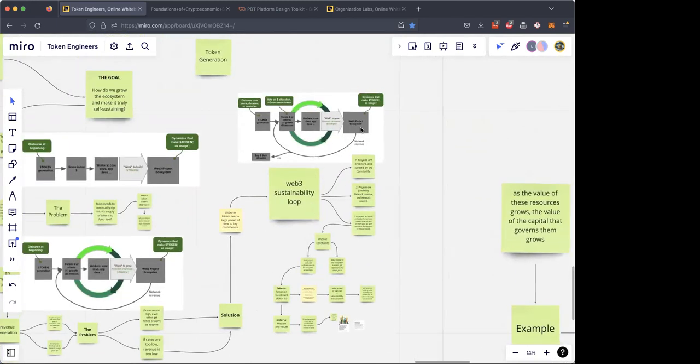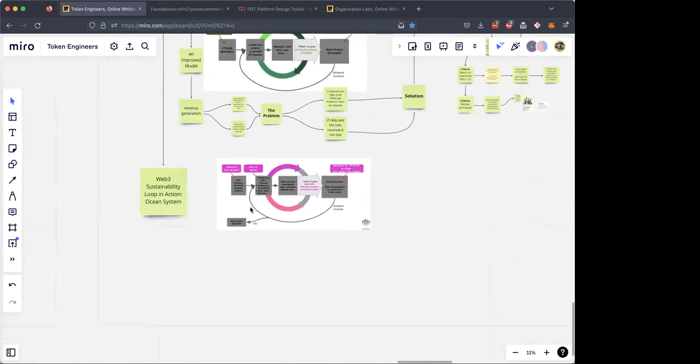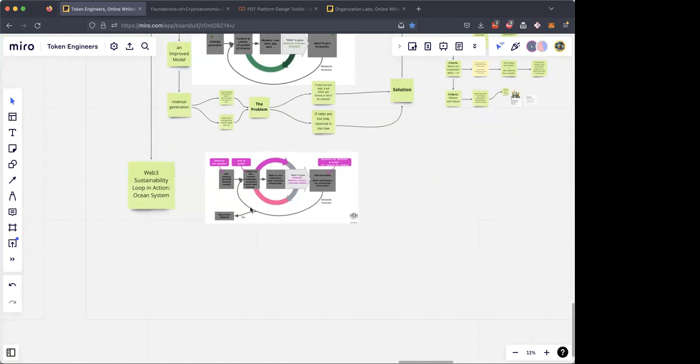And I think there are some good lessons to be learned from the sustainability loop, which is, was it here? No, it's the ocean system.